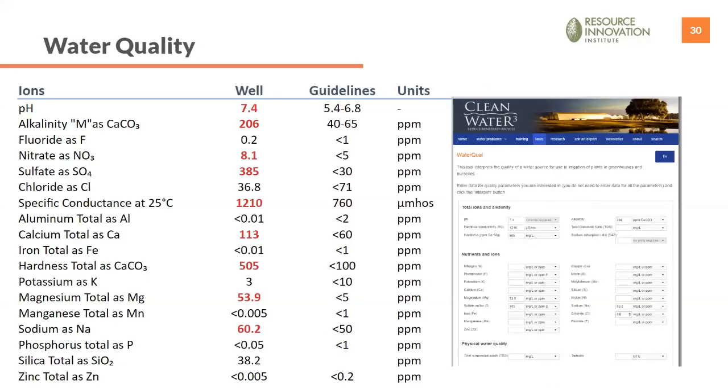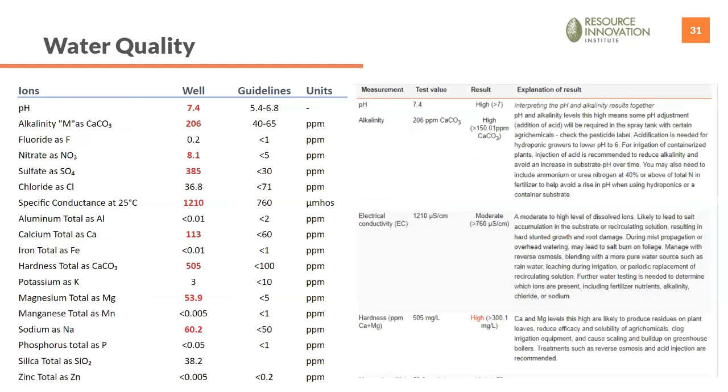So this is that Clean Water 3 tool that I talked about. And what I've done is I've just taken some of these constituents from this well water and put it into this tool. And if you'll go to the next slide, you'll see that this is the printout from the tool. And it'll say, well, the pH is higher than recommended. The alkalinity is higher than recommended. And what you'll need to do to improve this is add acid to the water before you begin irrigation.